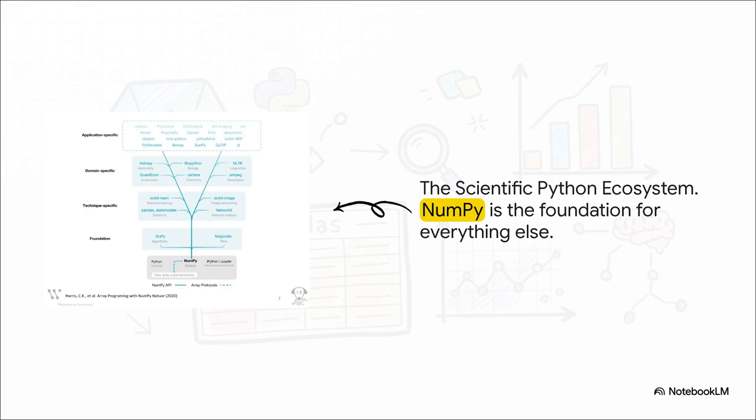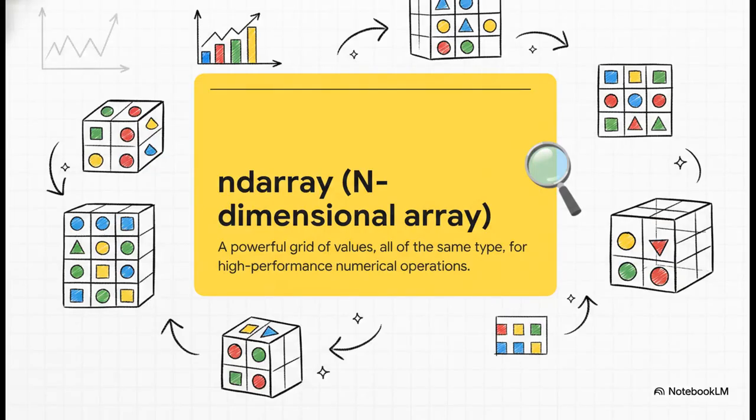You can see right here how critical libraries for statistics like pandas or machine learning like scikit-learn, they're all built directly on top of NumPy's powerful array capabilities. So, at the very heart of NumPy, the thing that makes it all tick is its core data structure, the ndarray. That just stands for n-dimensional array. Imagine a spreadsheet, but on steroids. It's a super efficient grid of values that's built for one thing: high-speed numerical calculations. And here's the golden rule, the thing that makes it so fast. Every single element inside an array has to be the same data type.